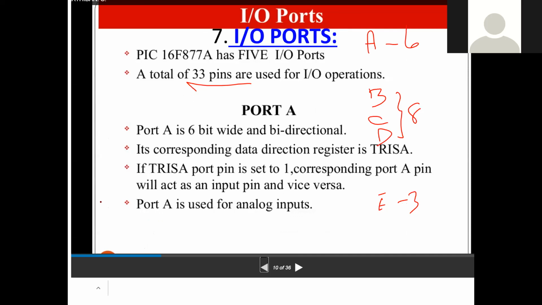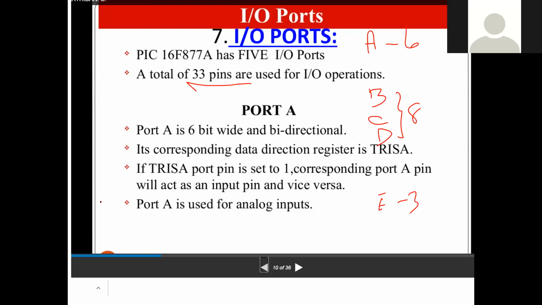Okay, now we will see port A, a bidirectional port. Its corresponding data direction register is TRISA. If a TRISA port pin is 1, it will serve as an input port, and 0 means it will serve as an output pin. Do you remember? There we used the D latch, input buffer, and output latch, which we have explained. From that we have seen 1 means it will serve as an input port, and 0 means it will serve as an output port.